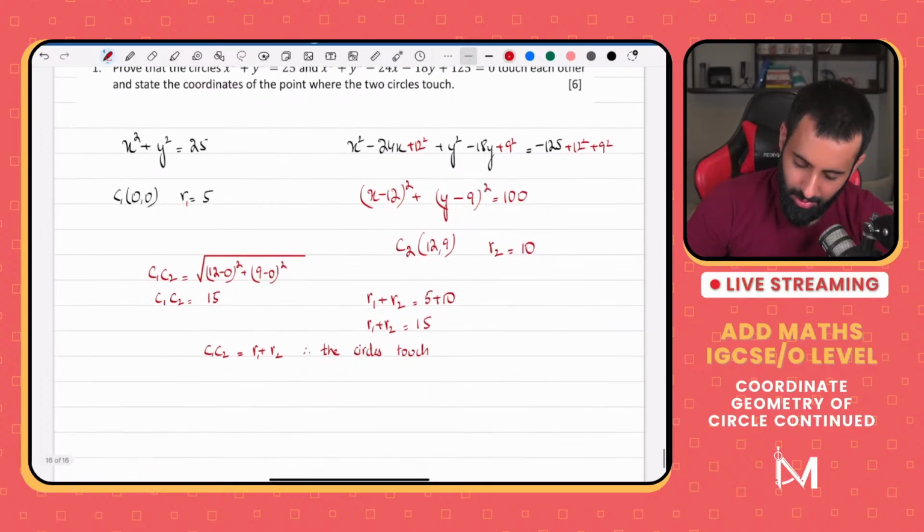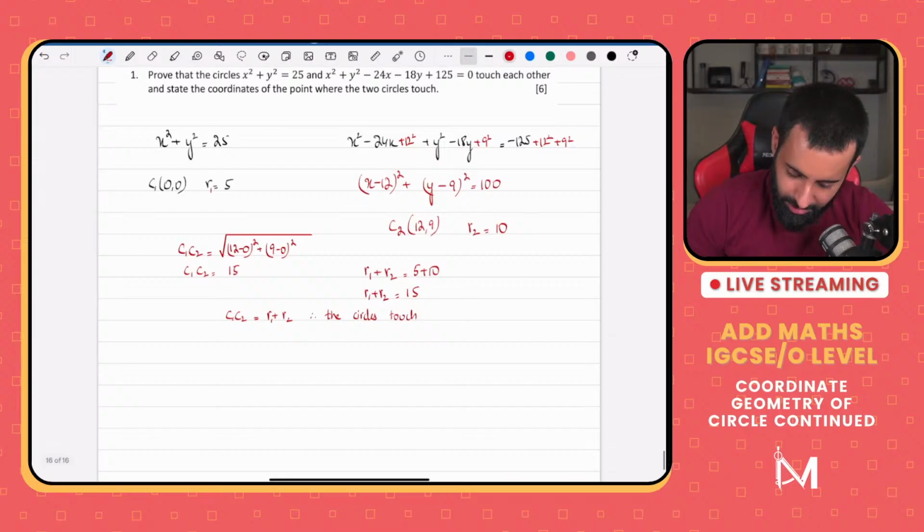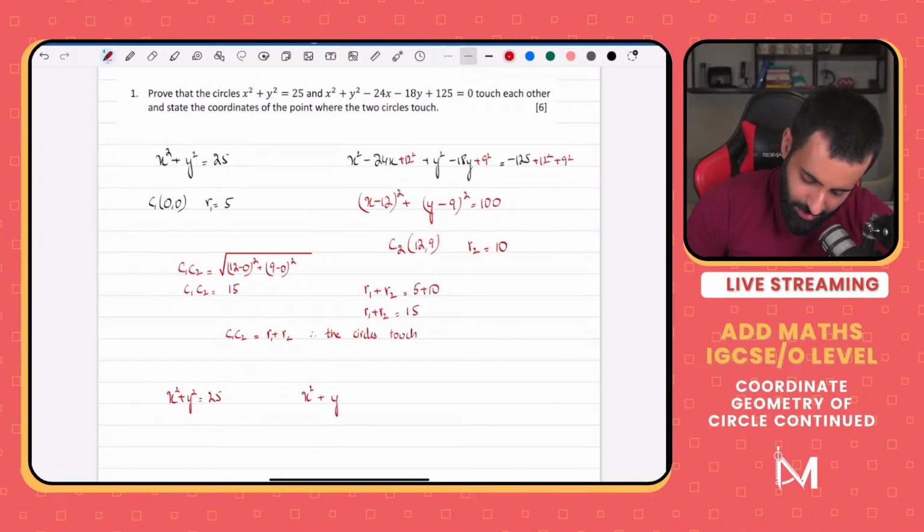Simultaneous, that's correct. So let's solve them simultaneously. Okay, it's a 6-mark question. So x squared plus y squared equals 25 is one equation. The other equation, let's use the expanded version, is x squared plus y squared minus 24x minus 18y plus 125 equals 0.